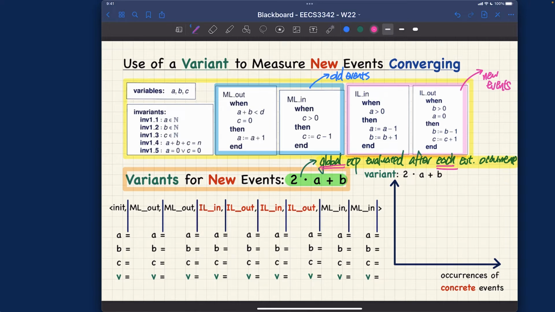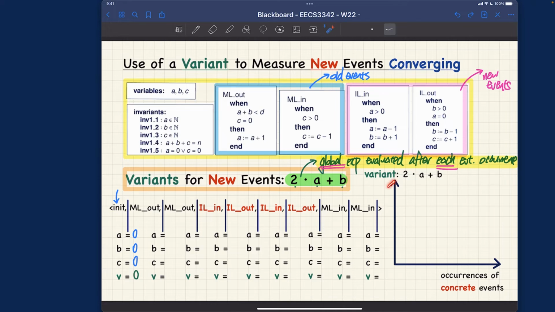Let's now try to trace it, right? So now, what's going to happen after the inits event? That one's easy. We simply got 0, 0, and 0. In that case, what will be the value for the variant? 2 times 0 plus 0. That will simply be 0. And as we trace how the variable values and the variant values change, we can also use this graph to help us understand exactly how things are going. Let's plug in the numbers to the graph as well.